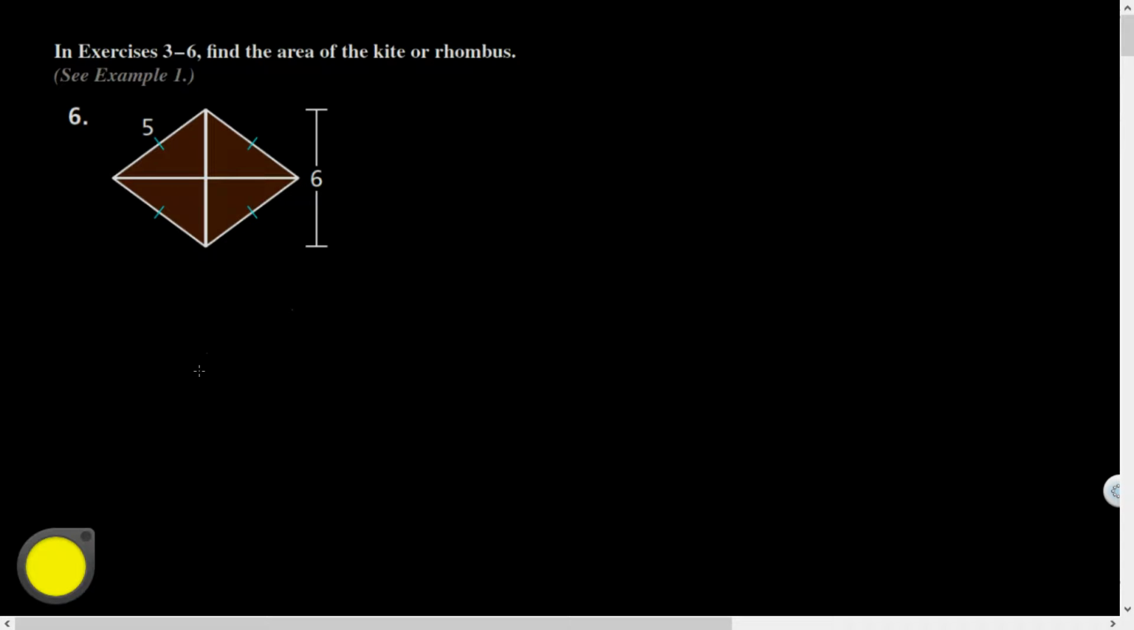One of the things we had discovered is that the area of a kite or rhombus can be found by taking half d1 times d2, right? So here it looks like I could call this d1 is equal to 6. But the question is, how do I find this diagonal?